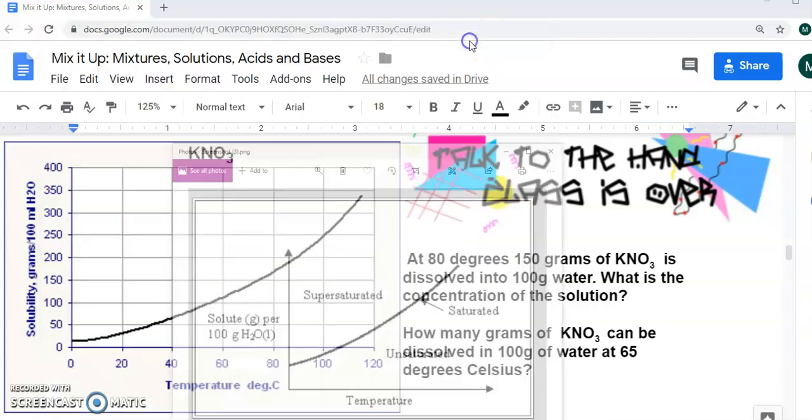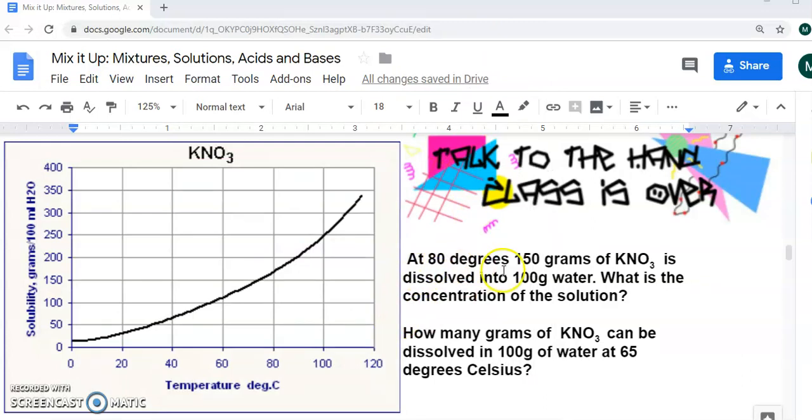So let's take a look at this question. It says at 80 degrees, 150 grams of KNO3 is dissolved into 100 grams of water. What is the concentration of the solution? That word concentration should let you know, okay, I'm going to say saturated, unsaturated, or supersaturated. Do not let this right here throw you off. This 100 grams of water is just stating what we already know, what our graph already tells us. So this information is actually not important.